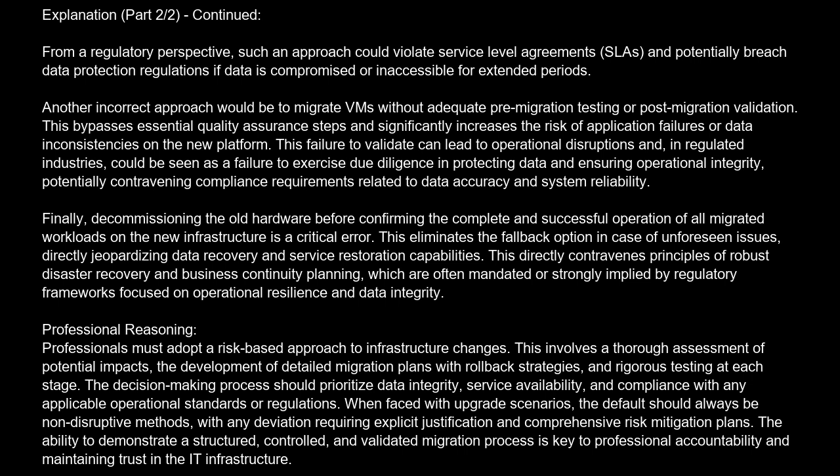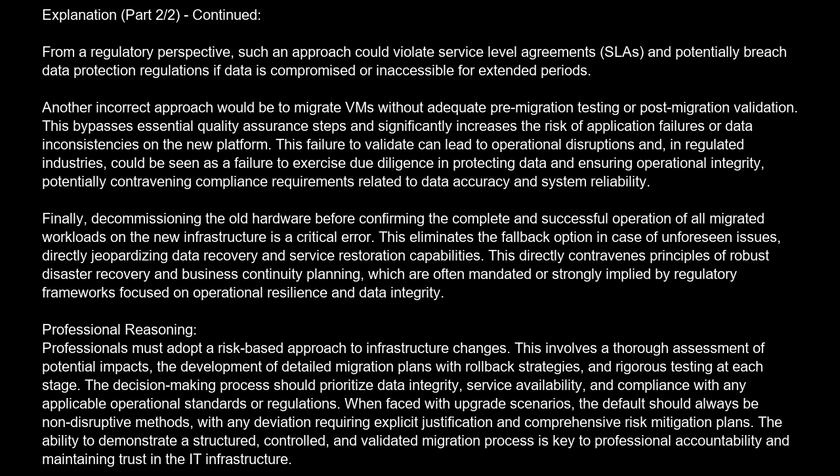Another incorrect approach would be to migrate VMs without adequate pre-migration testing or post-migration validation. This bypasses essential quality assurance steps and significantly increases the risk of application failures or data inconsistencies on the new platform. This failure to validate can lead to operational disruptions and, in regulated industries, could be seen as a failure to exercise due diligence in protecting data and ensuring operational integrity, potentially contravening compliance requirements related to data accuracy and system reliability.